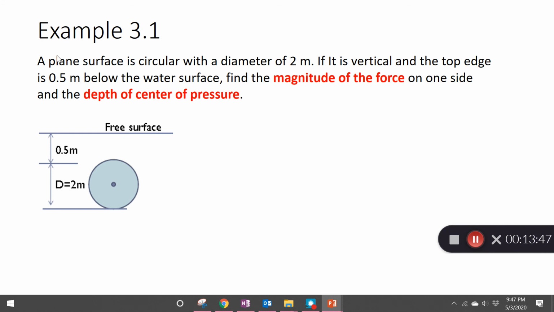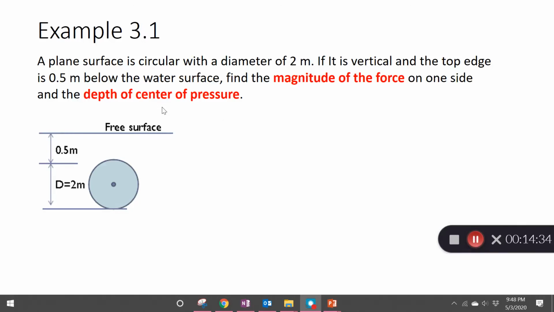So we have a plane surface, which is circular. Okay, this time we have a circular plane with a diameter of 2 meters. The diameter is 2 meters. If it is vertical and the top edge is 0.5 below the water surface, find the magnitude of the force on one side and the depth of the CP. So like I said, you always have to determine FR and location of CP.